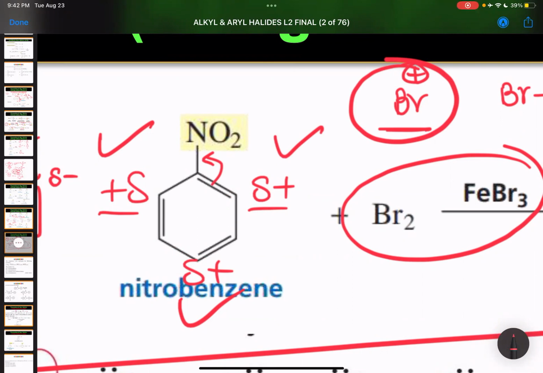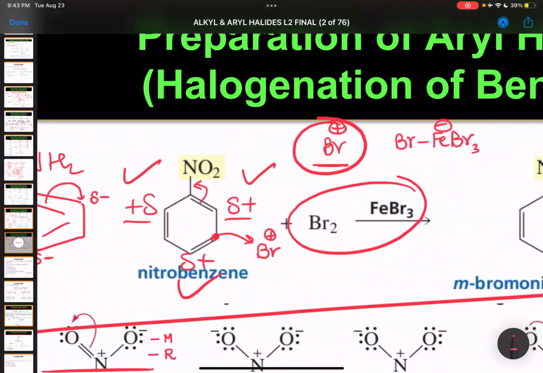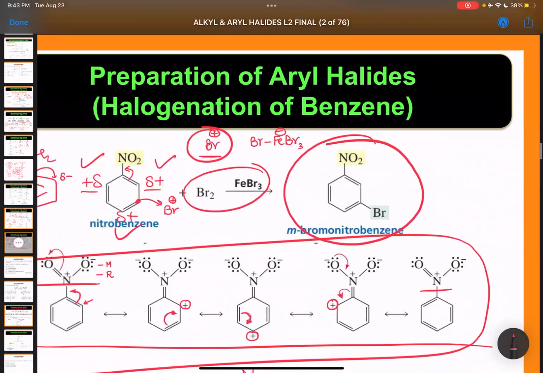So it will not be comfortable attaching itself to the ortho and para positions, as we can see here, because of the presence of the NO2 group, there is a positive charge at the ortho and para positions. If the Br comes and tries to join at the ortho position, it will be repelled away because same charges repel. So Br will not join at the ortho position. So which position is at least not positively charged, where Br plus can come and join in? That is the meta position, because it is neutral. And that's how it is called meta directing. Nitrobenzene is meta directing. Is it clear?